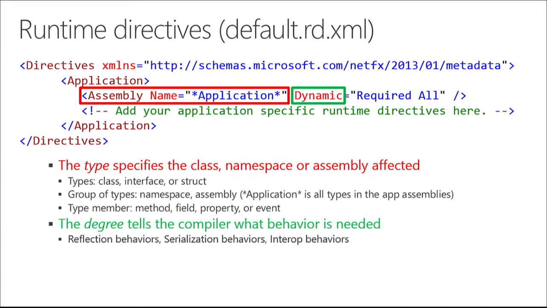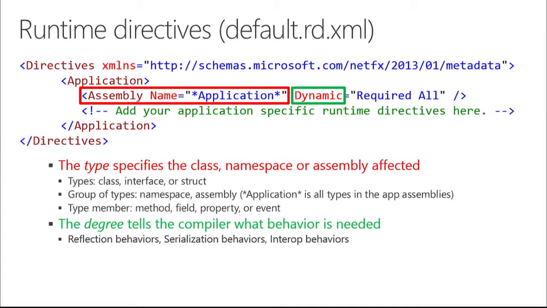Dynamic here is what we call the degree. And the degree tells the compiler what behavior is needed. You can actually see in here that the way that we talk about these things reflects the fact that we worked on this over and over trying to get it right. We really would appreciate your feedback on knowing how we did. We think we ended up with a good balance of usability and correctness here, or usability while keeping it correct.